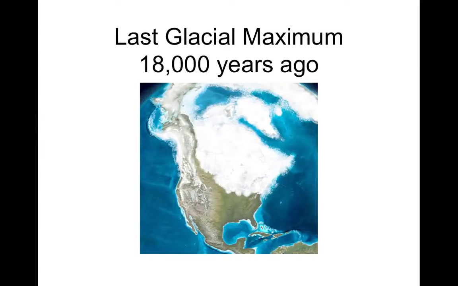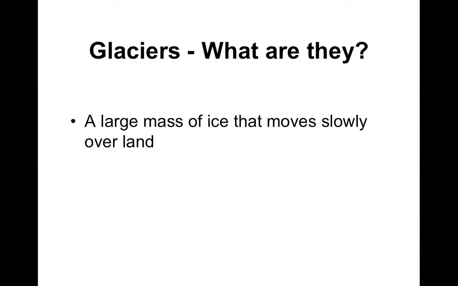This is a map of what North America looked like during the last glacial maximum, which was 18,000 years ago. So you can see that Massachusetts, where we live, is right about here. So we were right on the edge of that ice sheet. This is when most of the glacial features that we have in Massachusetts today were formed.